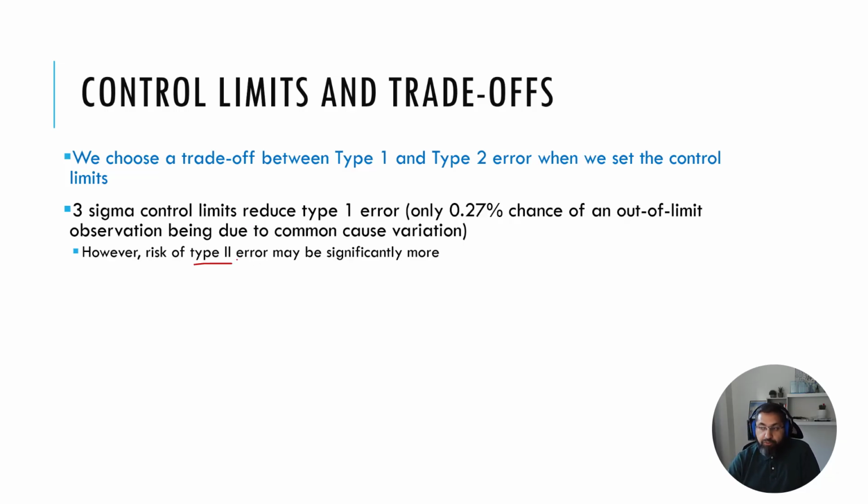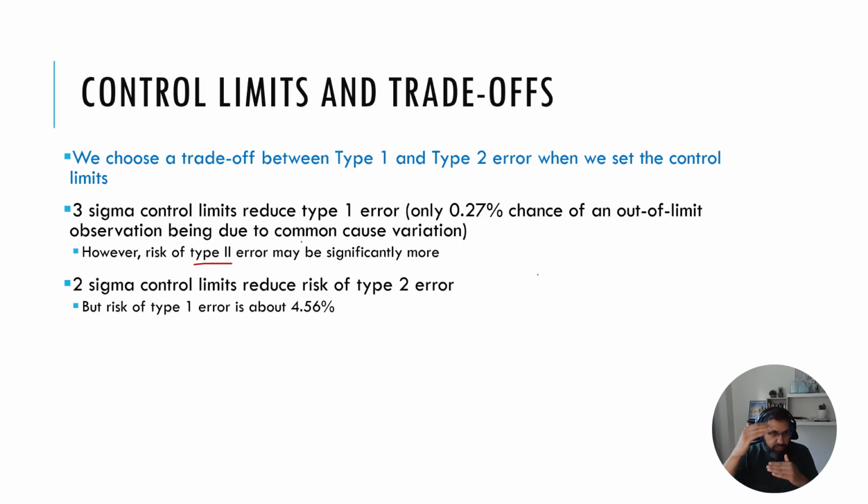However, the risk of type 2 error may be more because your limits are wide, so something could go wrong and you don't immediately detect it. You will eventually detect it if it keeps going off and off. You'll eventually go outside the control limits, but you'll not detect it immediately, so you'll have type 2 error for some time. Now, if we make the control chart limits narrower, like 2 sigma limits, then you reduce the risk of type 2 error. False negatives go down.